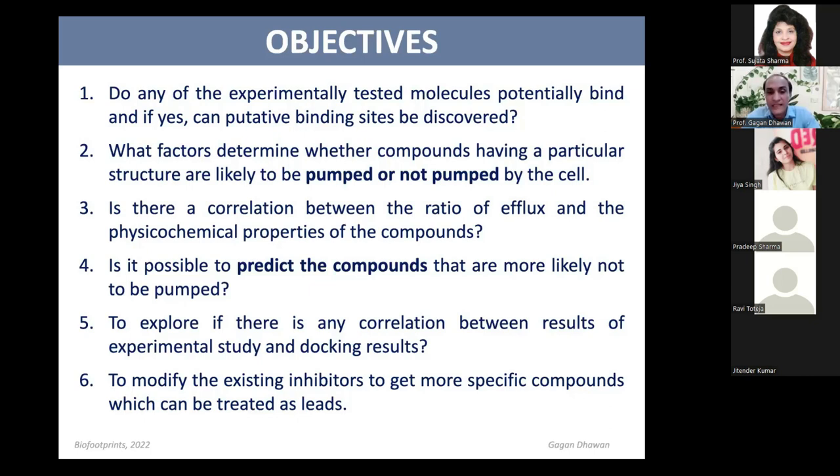And to modify the existing inhibitors, क्योंकि हम चाहते हैं कि देखिए कोई भी ड्रग आपके पास मार्केट में हो, आप सबसे पहले देखते हैं वो इफेक्टिव है या नहीं है, उसका कोई साइड इफेक्ट तो नहीं है, फिर उसका मॉडिफिकेशन करते हैं. किस लिए? किसी तरीके से कॉस्ट कम हो जाए या उसका साइड इफेक्ट कम हो जाए, कम डोज में काम करे और कॉस्ट कम हो जाएगी. यही तो हमारा एम है. So you have to modify the existing inhibitors to get more specific compounds which can be treated as leads.